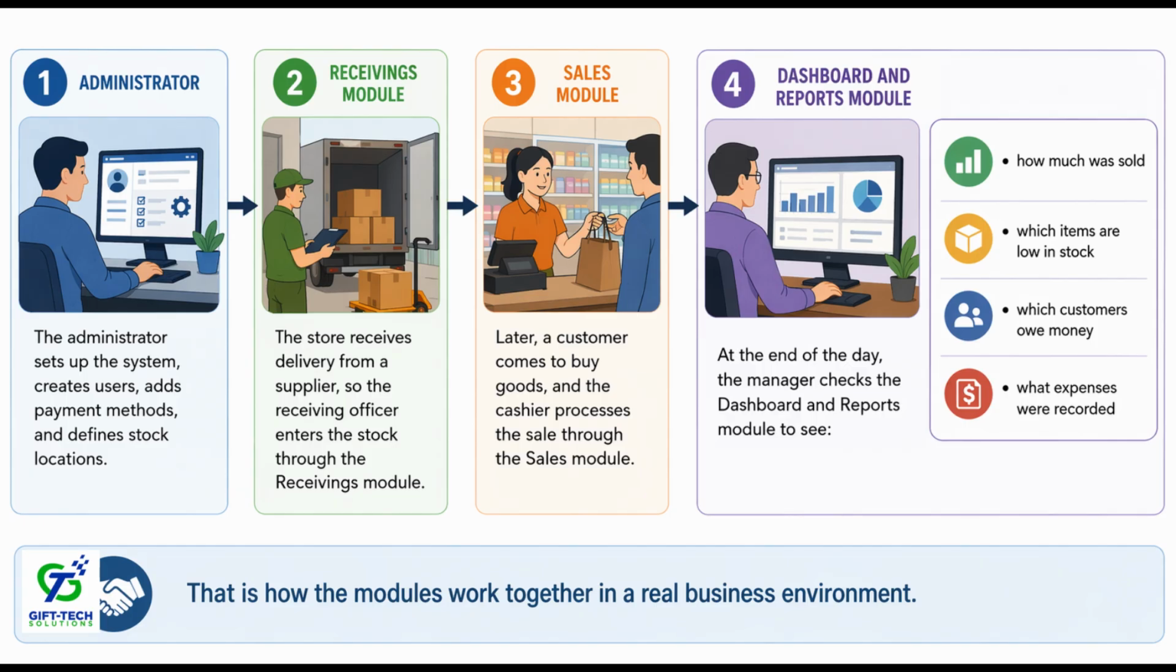Later, a customer comes to the shop to buy goods. The cashier processes the sales through the sales module. And at the end of the day, the manager checks the dashboard and report module to see how much was sold, which items are low in stock, which customer owes money, and what expenses were recorded. So this is how the modules work together in a real business environment.